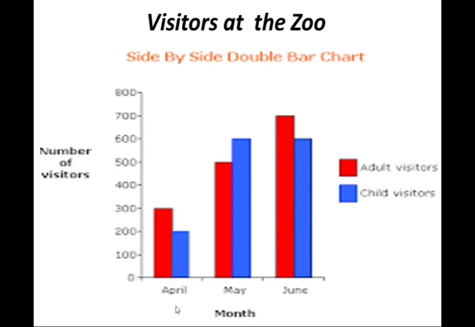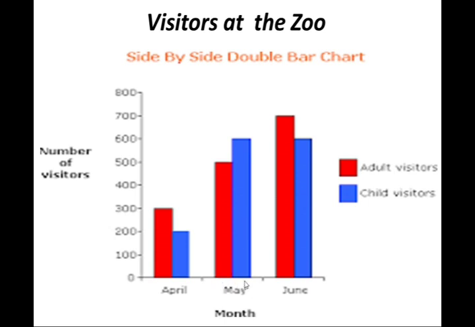Having 2 bars in each category, we need to look at a key. The key tells us that the red bars are standing for adult visitors and the blue bars represent the child visitors. So in the month of April, if you look at the red bars, we have 300 adult visitors at the zoo. And if you look at the blue bar, in the same month, we had only 200 child visitors at the zoo. Okay, so that is how you would read a side-by-side double bar chart.